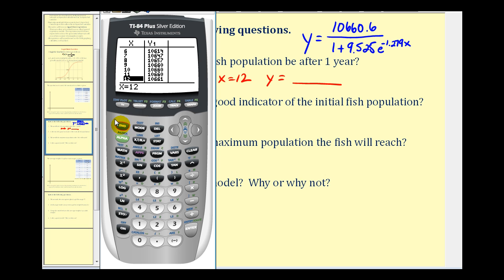The other way would be to go back to the home screen and select Y1 of 12. We can do that by pressing vars, right arrow, enter, enter, and then in parentheses enter 12. So this is just like function notation. And I actually prefer this method here because remember this is in thousands. So if we multiply this by 1,000, we'll have the actual number of fish predicted from our model. So it looks like we'd have 10,660,543 fish after 1 year based upon our model.